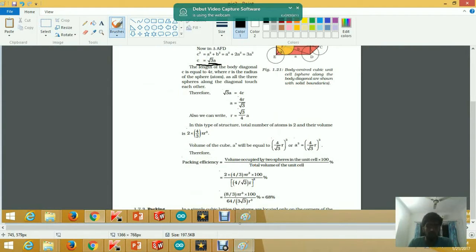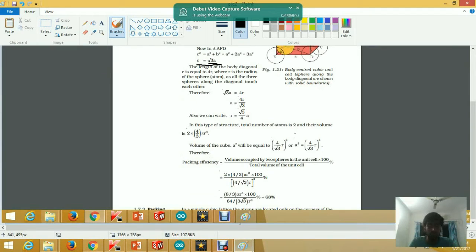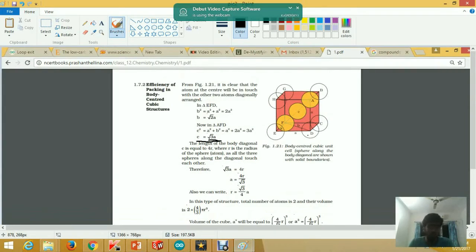It is the volume occupied by two spheres in the unit cell. Why do we say two spheres here? Because we just saw that this BCC structure is the same as the volume of two atoms. So that's why we say volume of two spheres in the unit cell times 100, to find the percentage, divided by the total volume of the unit cell. The total volume of this unit cell is a very simple calculation. It's just the volume of a cube, a cubed.